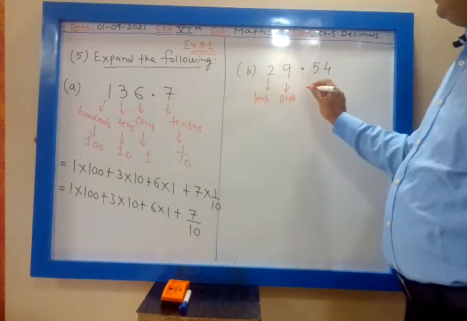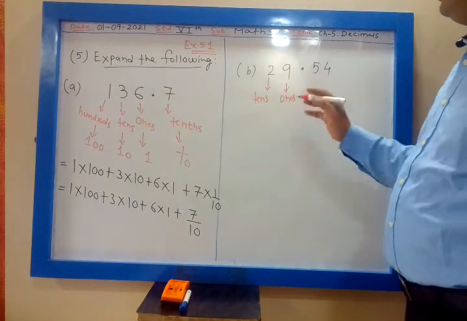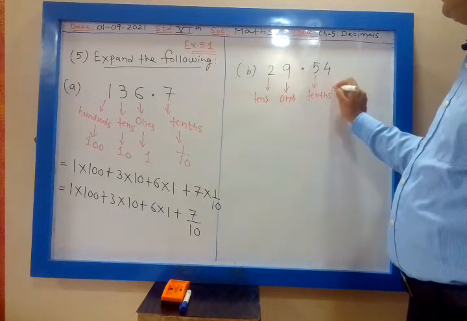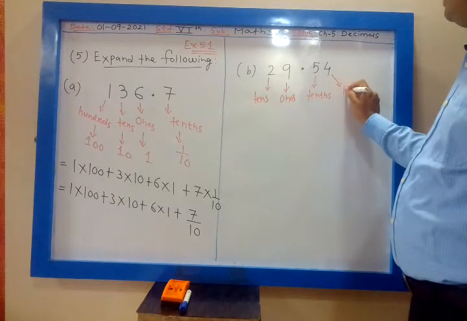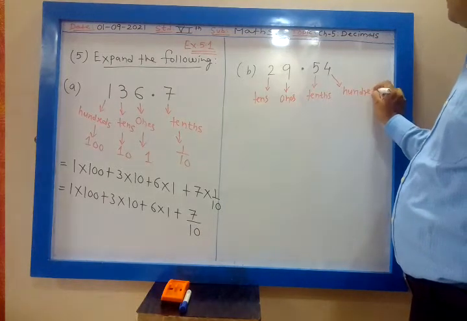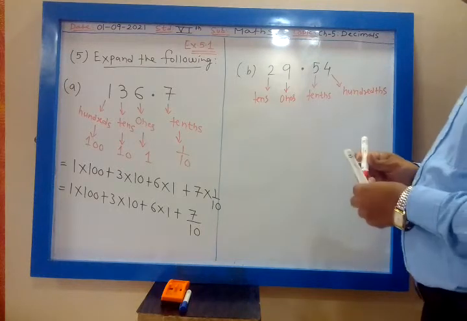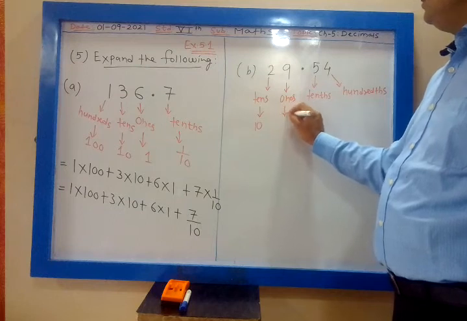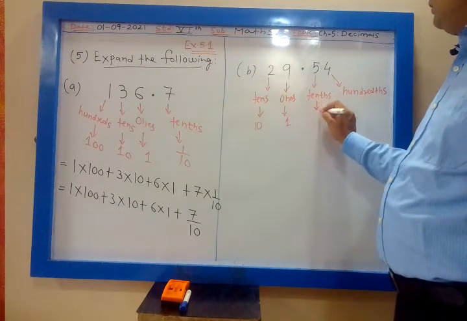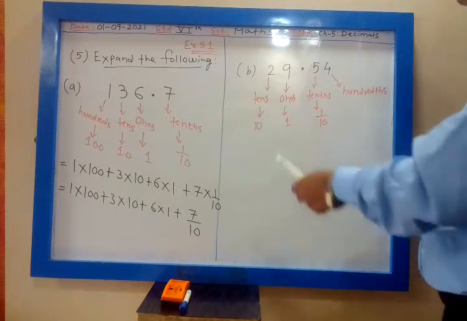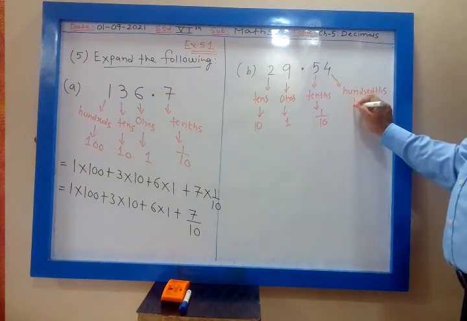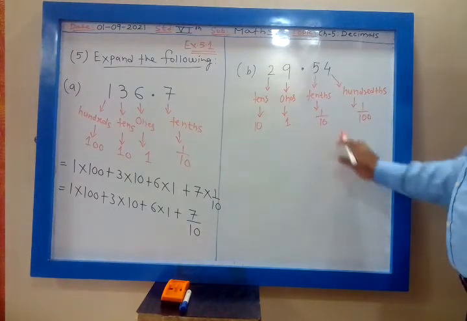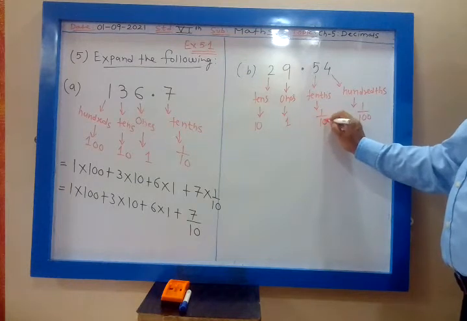Then after decimal, write down, it is tenths, and then 4 is at hundredths. So tens means 10, ones means 1, tenths means 1 upon 10. Then hundredths means 1 upon 100. Whenever it is tenths, it is 1 upon 10. Hundredths means 1 upon 100.